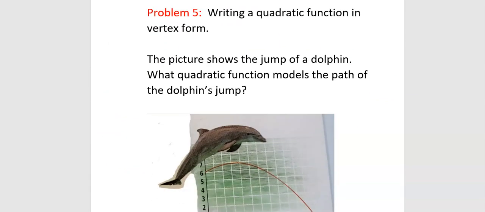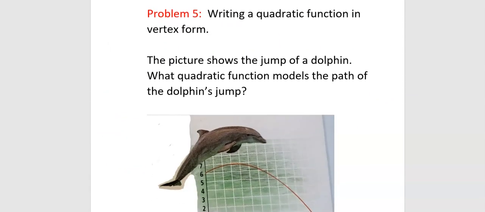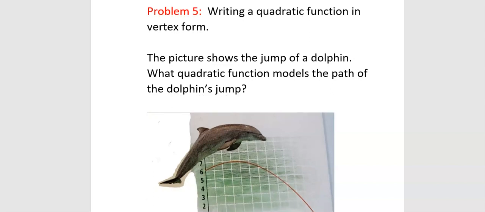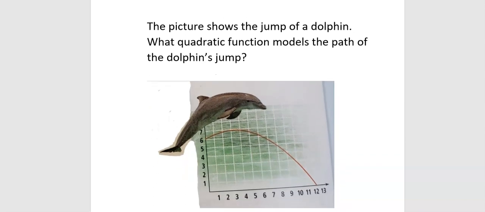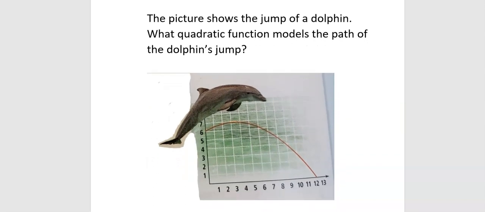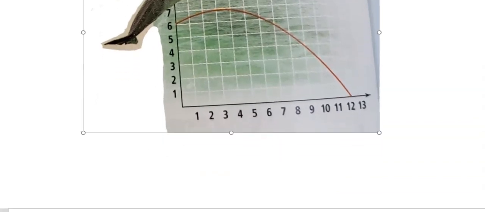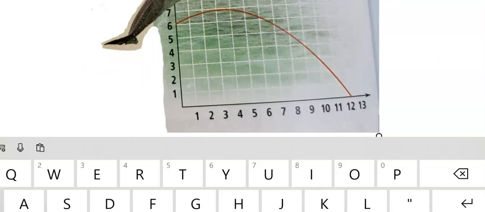Okay, this is the last one. It has a picture, so I just copied it in here. It's the jump of a dolphin. What quadratic function models the path of the dolphin's jump? So you're going to have equations where you're going to have to write each part in. Okay, so I'm going to make this a little bit bigger so that we can see it better. And I'm just going to go from right there.